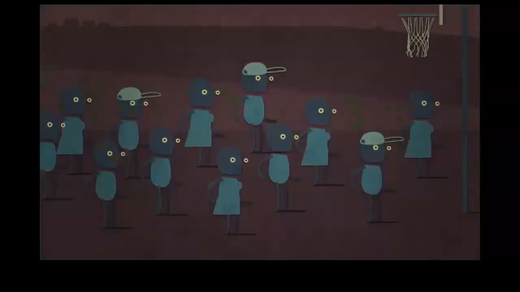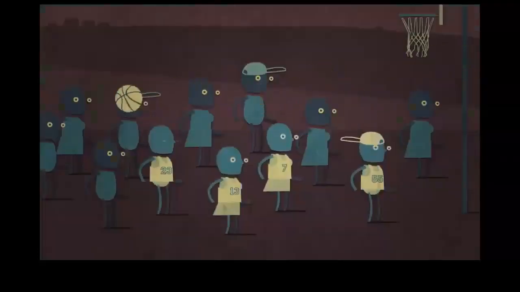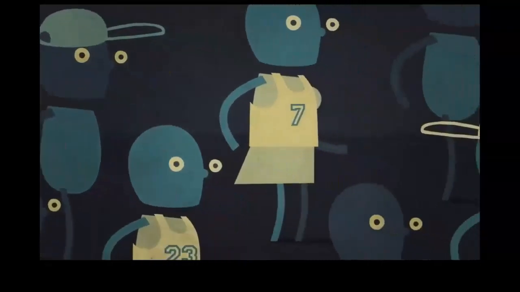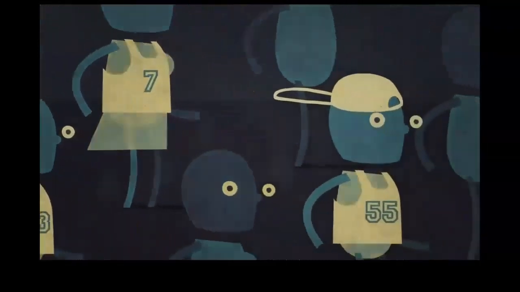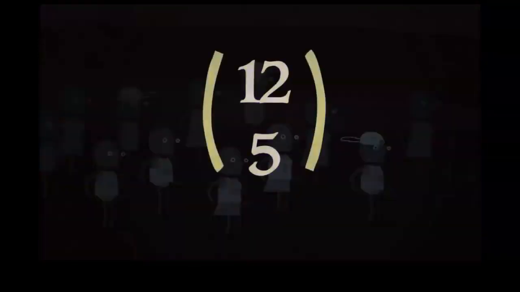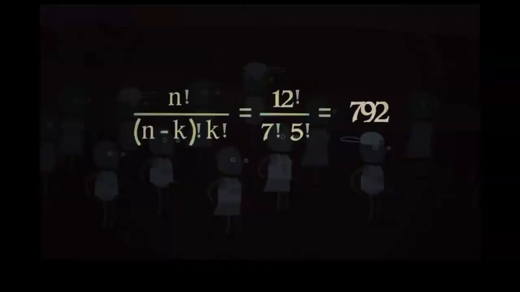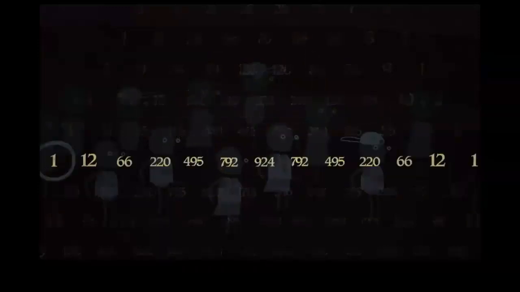Or if you're randomly picking a 5-player basketball team out of a group of 12 friends, how many possible groups of 5 are there? In combinatoric terms, this problem would be phrased as 12 choose 5, and could be calculated with this formula. Or you could just look at the 6th element of row 12 on the triangle and get your answer.